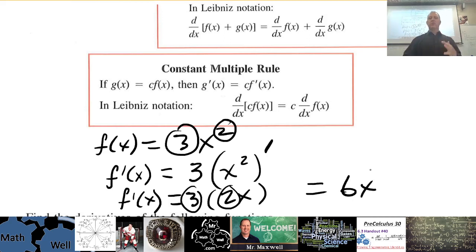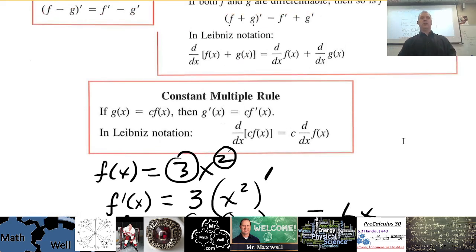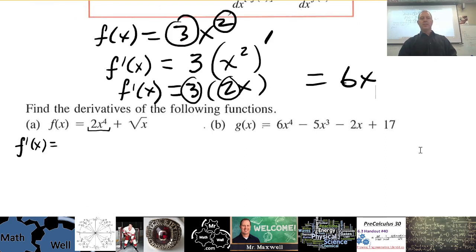So I don't want to confuse you, but when you see a constant multiple rule, like, oh, Mr. Maxwell didn't teach us that, well, we are combining some of these separate rules, just like we did with limits, okay? So let's do some examples, and here we go.